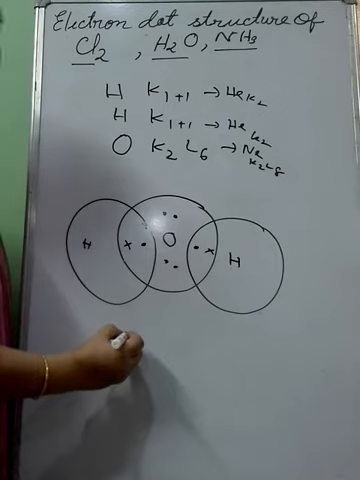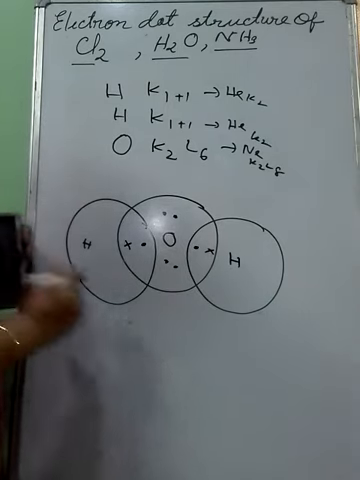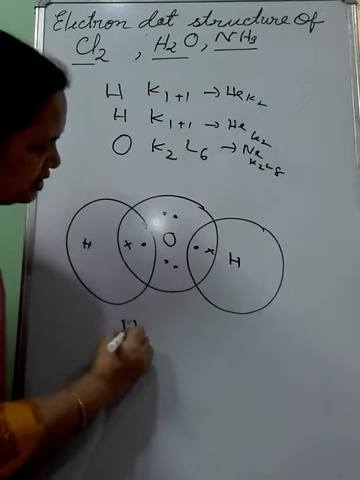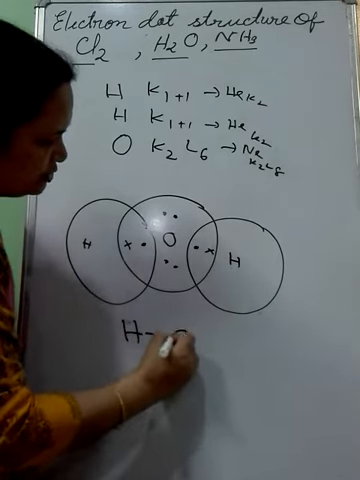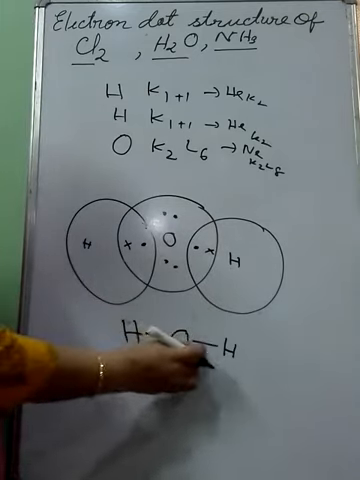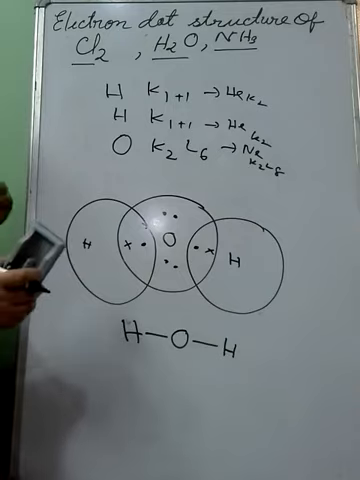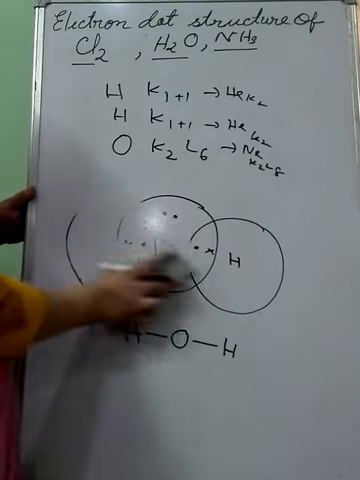It can also be shown with the help of the skeletal structure. I am showing the skeletal structure of the water molecule. This is called the skeletal structure, H-O-H. This line represents one pair of electrons sharing. So this is the structure, and this is the water molecule.